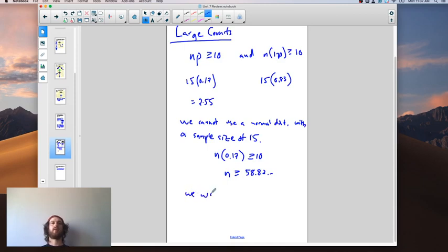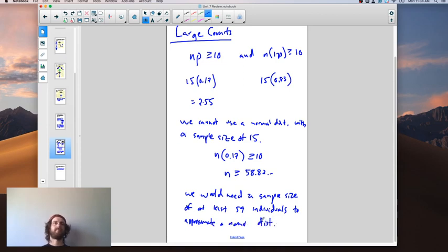So we would need a sample size of at least 59 individuals to approximate a normal distribution. Okay? Yep. So that one's pretty straightforward, I think.